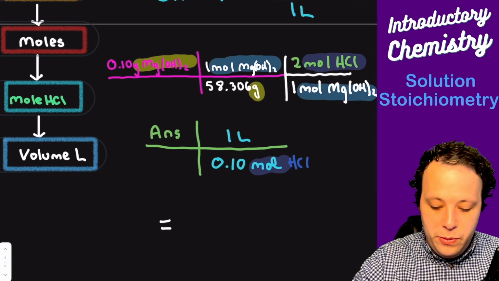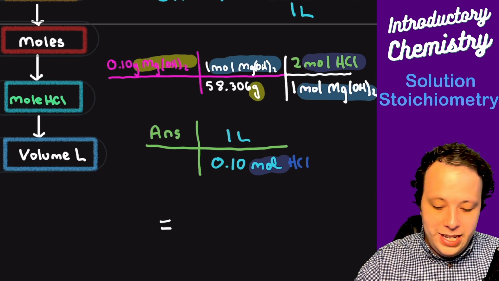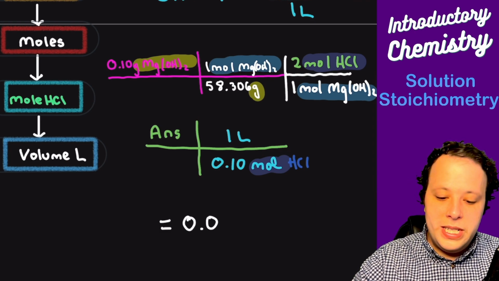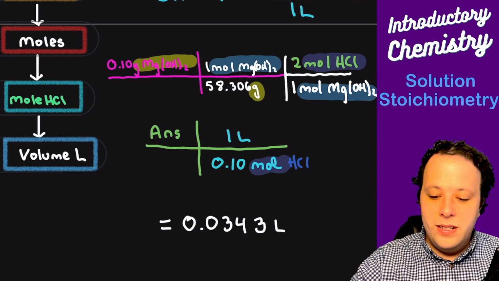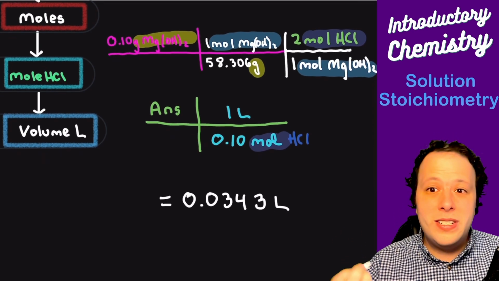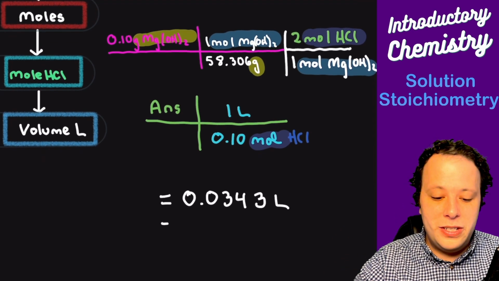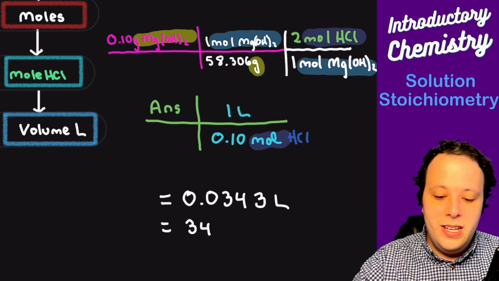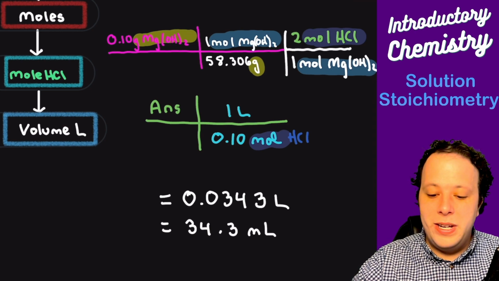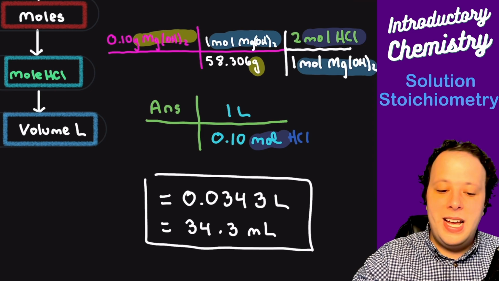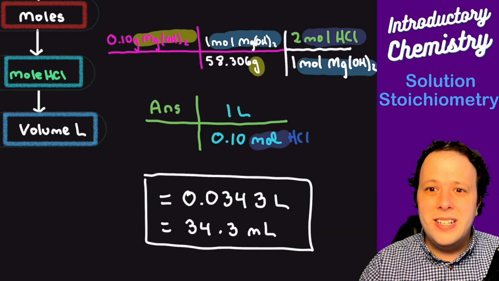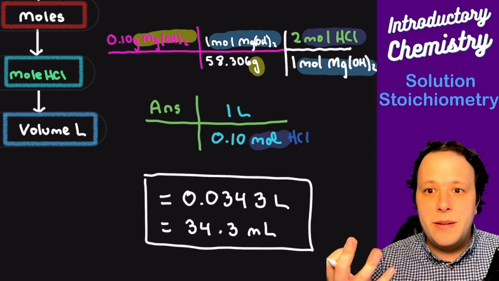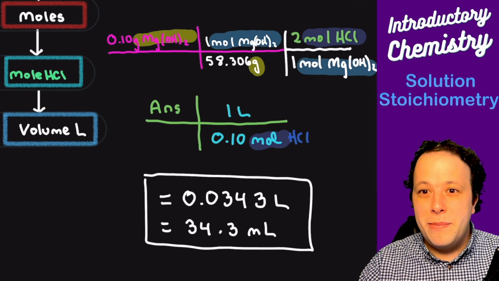So what we would get for our final answer in the end is 0.0343 liters, which we can then convert to milliliters, right? So essentially multiply that number by 1,000, and we would get 34.3 milliliters. So that would be how much volume it takes to neutralize, which makes sense, right? Because it's something that can be done in the lab, something you can measure.